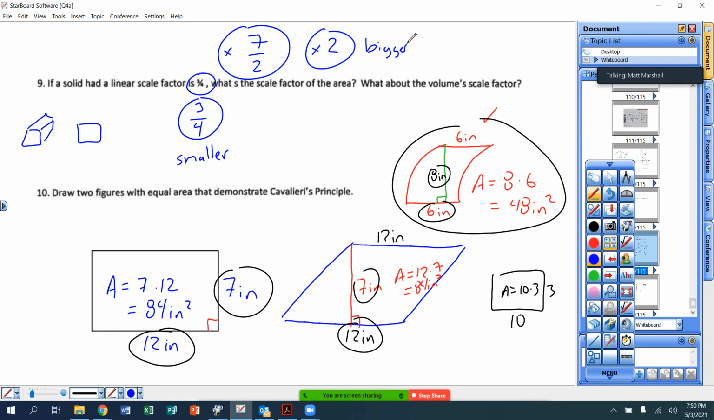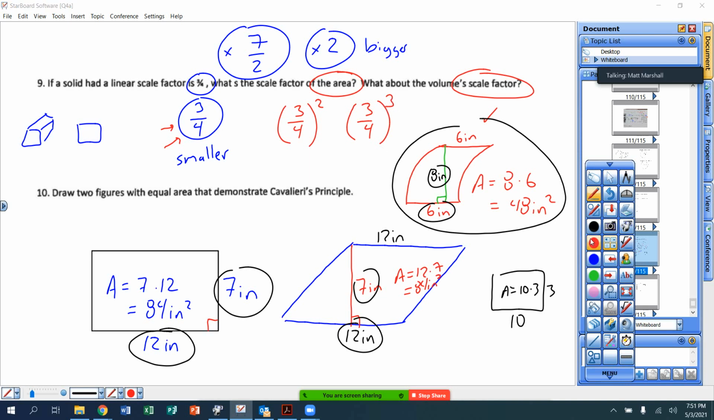But for this problem right here, it says what happens to the scale factor of the area and what happens to the volume scale factor. So all you need to do is take that scale factor I'm giving you, that fraction, and know that for area, it would be that scale factor squared. And for volume, it would be that exact same scale factor, but not to the second power, it'd be to the third power.